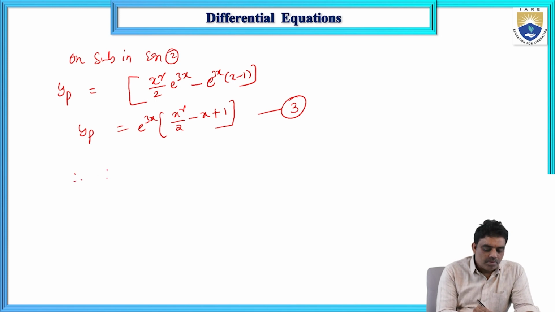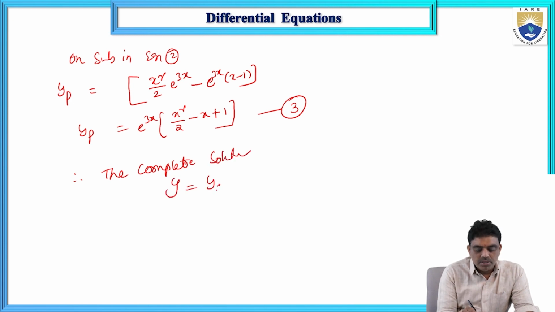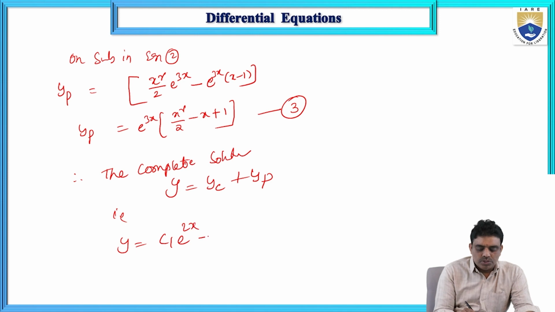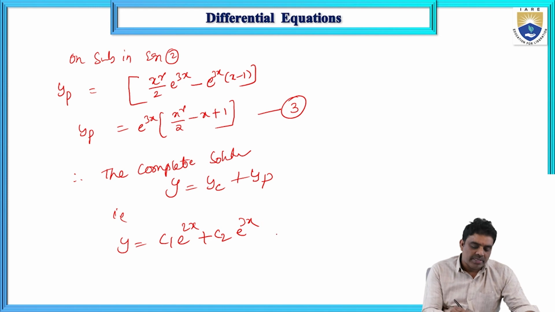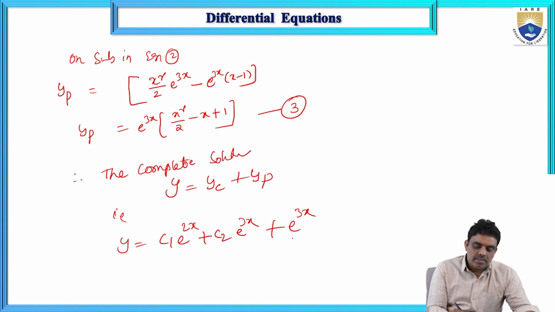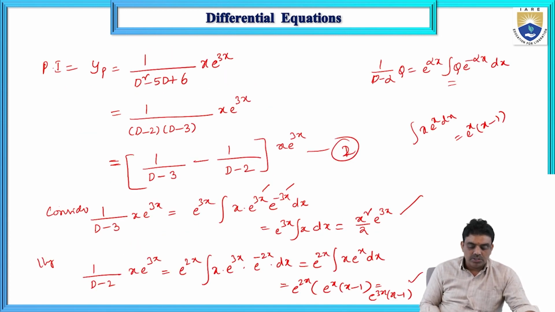Therefore, the complete solution y is equal to y complementary function plus y particular integral. That is y is equal to, so what are the roots? 2, 3 roots. So the complementary function will be c1 e power 2x plus c2 e power 3x plus, what is yp here? e power 3x of x square by 2 minus x plus 1. Right? Yp is, just you see here, yp is this.